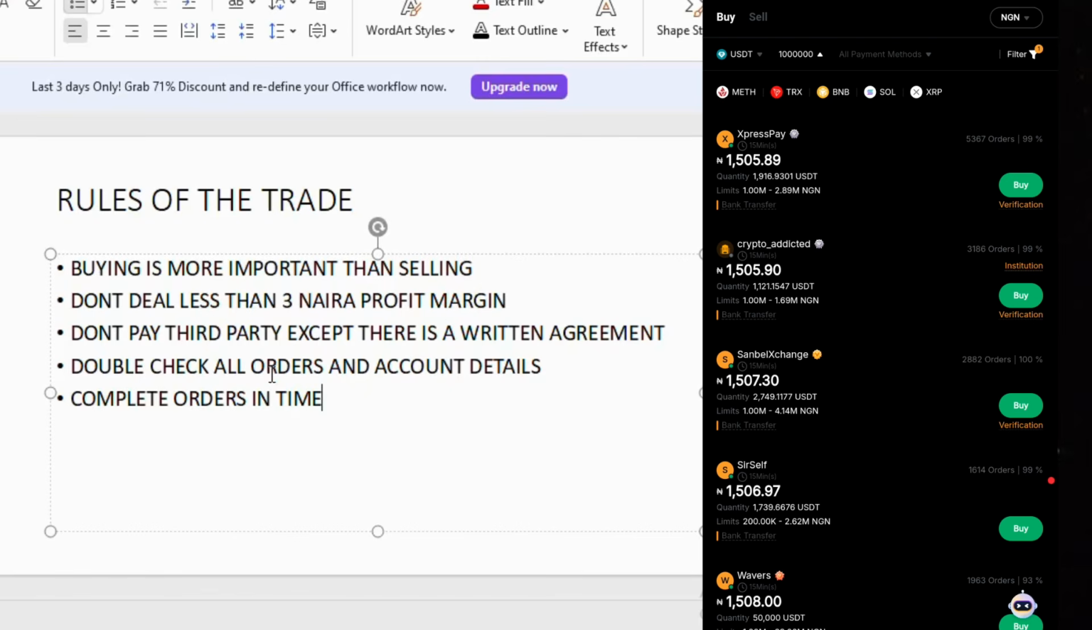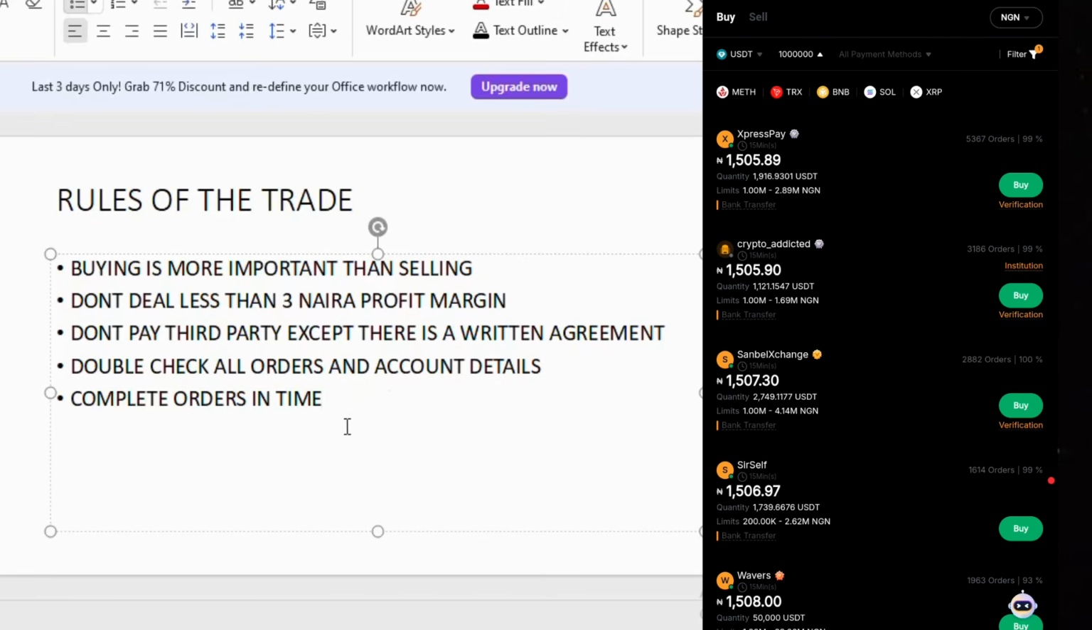Double check all orders and account details. Make sure that you're not sending 100,000 instead of 10,000. Don't send double. Check all orders and cross-check all account details before you send money. If you're using apps like OPay, PalmPay, and all of those things, be careful, because those apps save your most recent transfers. Make sure you don't transfer money to somebody you have transferred to before. You can easily lose the money.